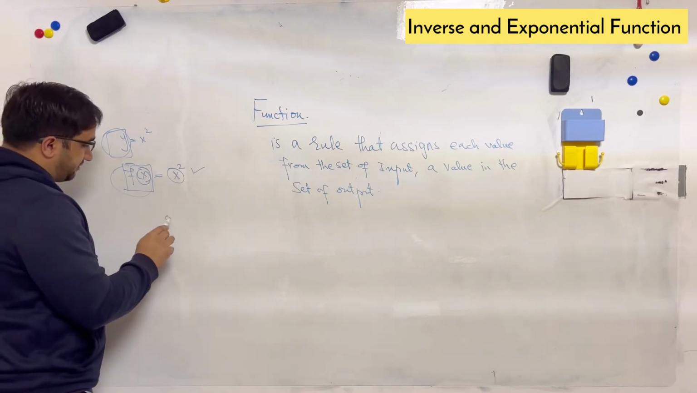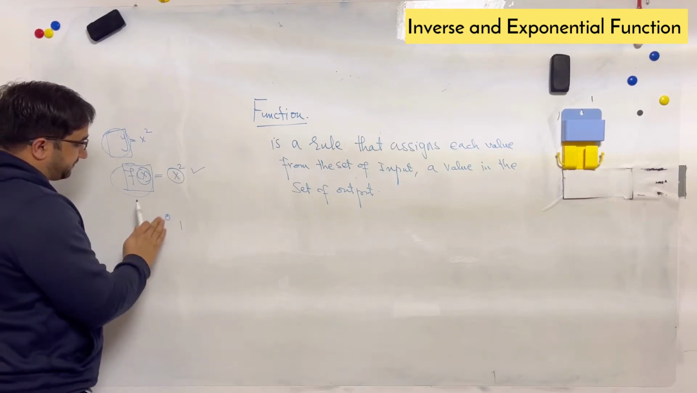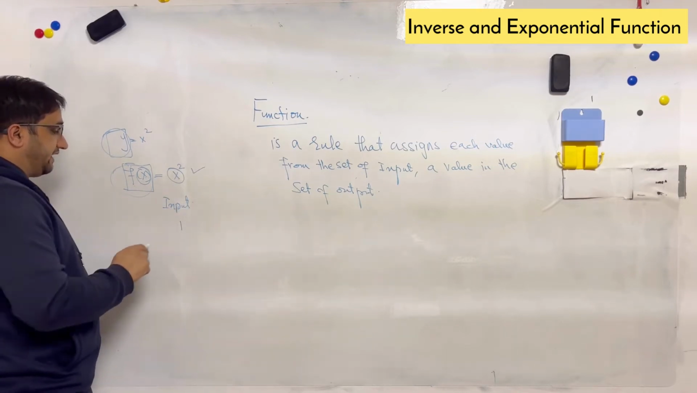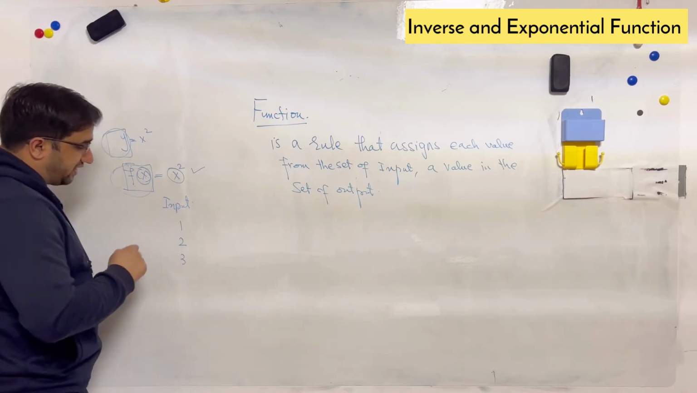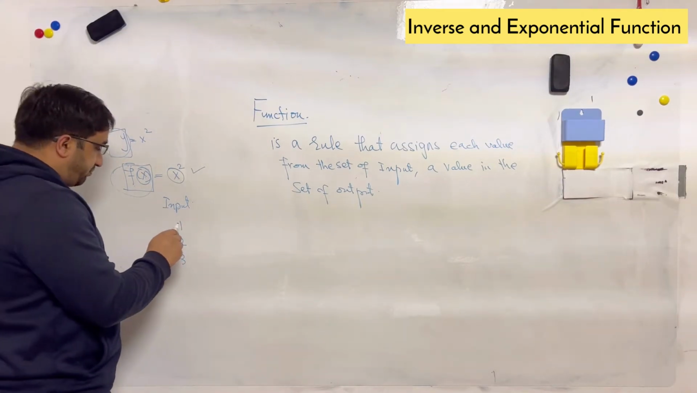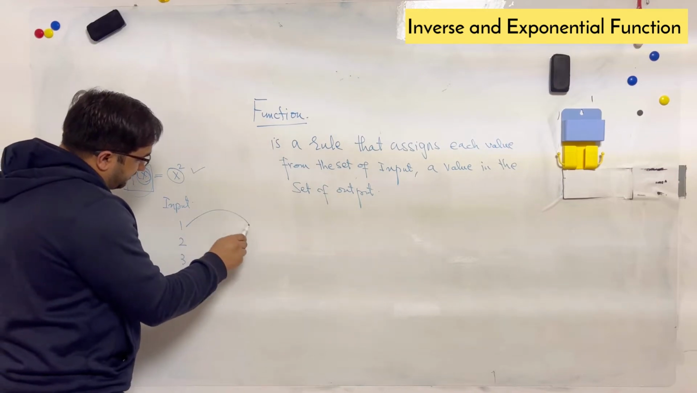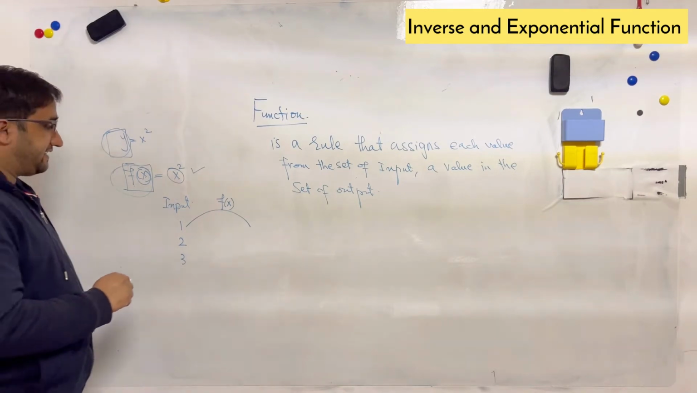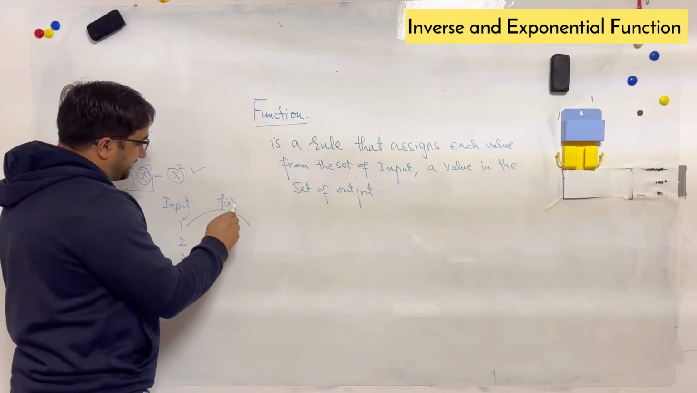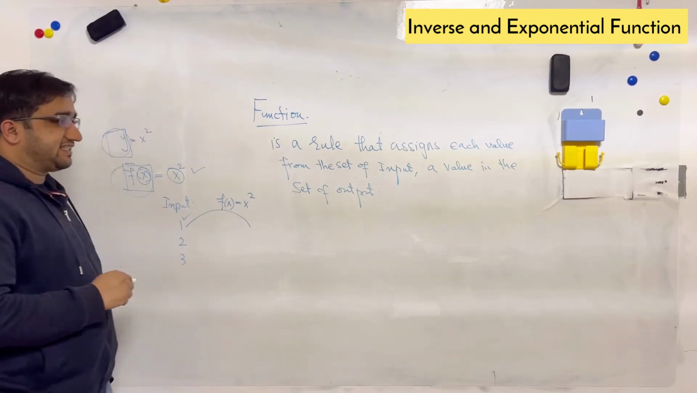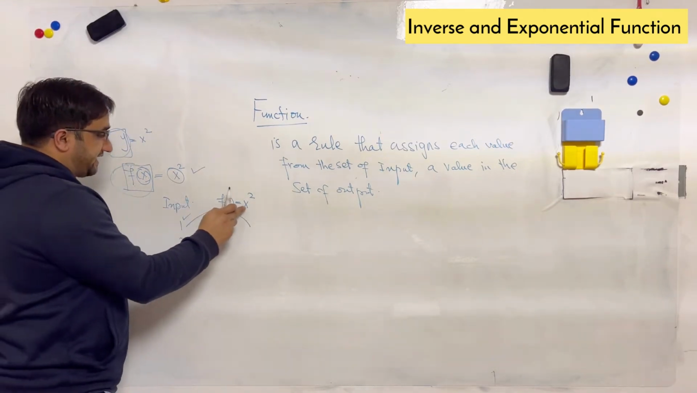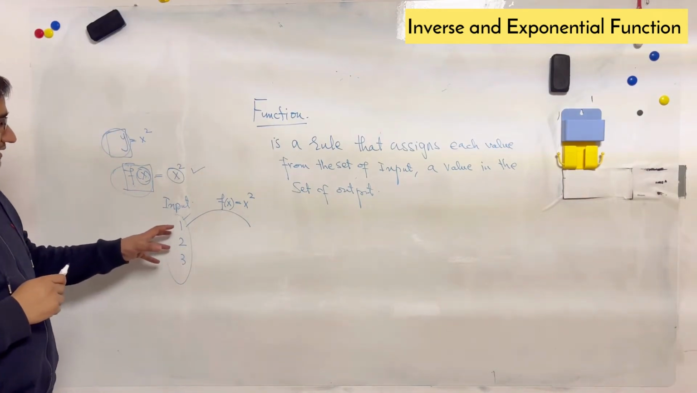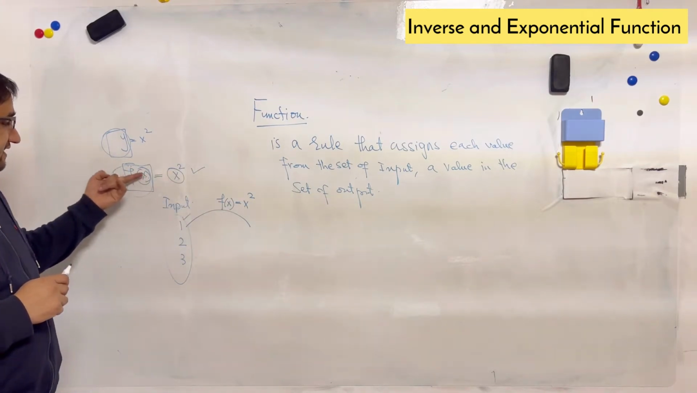So for example, if you have 1, now this is the set of input, and if in the set of input you have 3 values 1, 2, 3. Now you process this value 1 through the function f of x, and the function says whatever this value is, make the square of it. Now x means all those values which are in the set of input. I will pick these values one by one and process them through the function. The function is this guy.